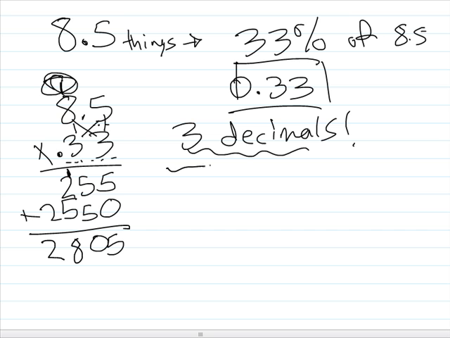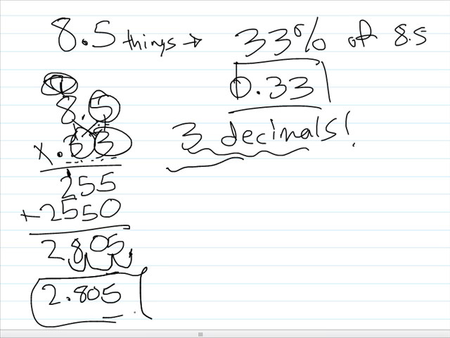Now I have 3 decimals. 1, 2, 3. I have 3 decimal numbers. So I'm going to take the decimal place, hop it over 1, 2, 3. And so the answer is 2.805. So that's a pretty hard question, but if you break it down using the techniques I showed you in math levels 1 and 2 of multiplication, and then what you learned about percentages, then it becomes doable.